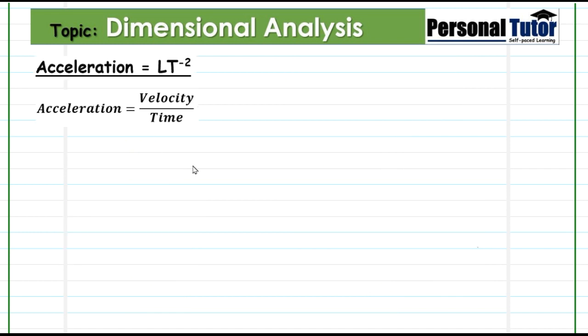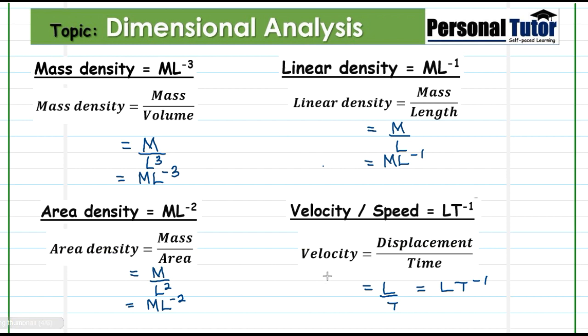Passing forward, we look at acceleration, which is LT exponent negative 2. Acceleration, in fact, is expressed as the rate of change of velocity with time. That is velocity with time. Here, you could go on and express the velocity also as displacement over time. Or simply, we have earlier looked at the velocity as this, LT negative 1. So you could replace it and move ahead.